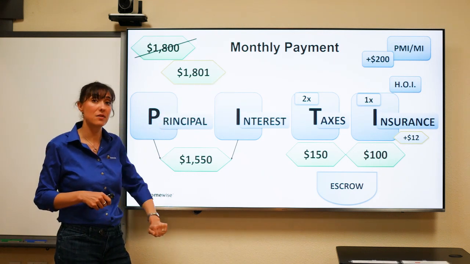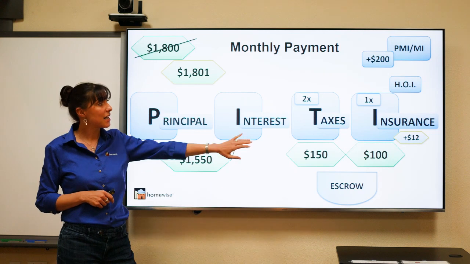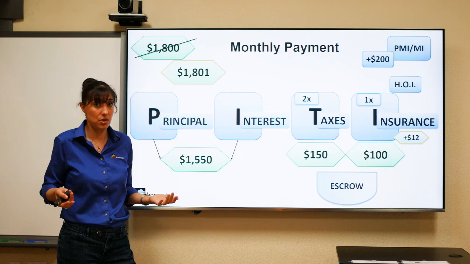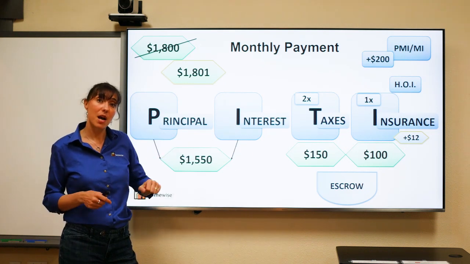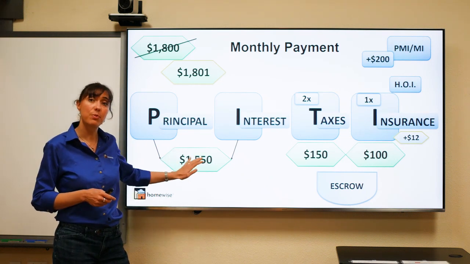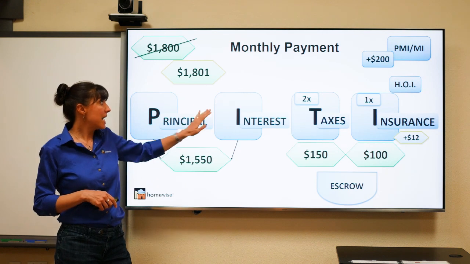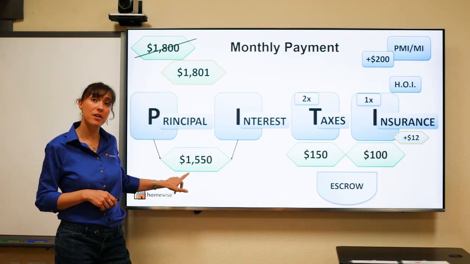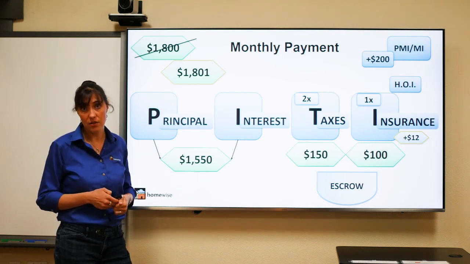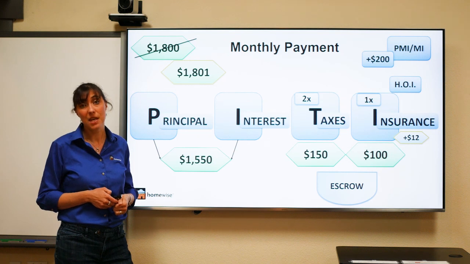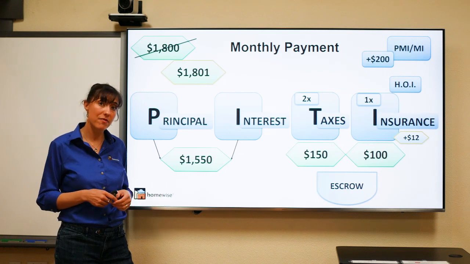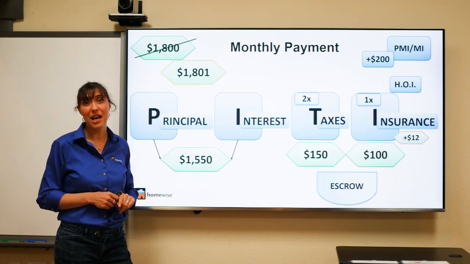That $200 cannot come out of my insurance portion because my homeowner's insurance is just what it is. It can't come out of my property taxes portion because that also costs what it costs. So it would have to come out of my principal and interest portion. Meaning that instead of $1,550 available for my principal and interest, I would now have $1,350 available for my principal and interest portion. If I have less money going toward the actual mortgage itself every month, will I still be able to afford as much house?